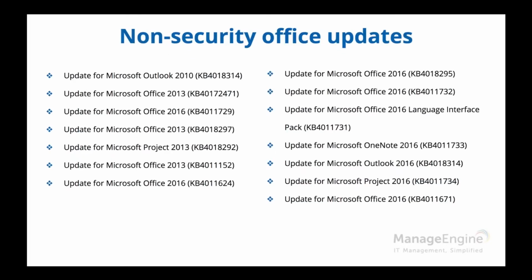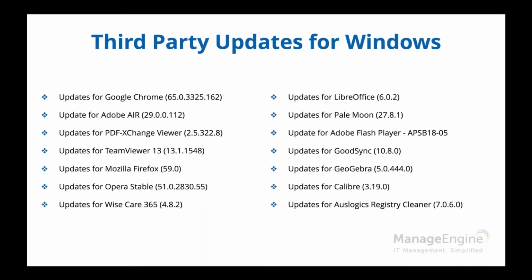So we have a list of non-security Office updates: updates for Microsoft Outlook 2010, 2013, 2016, and we have Microsoft OneNote, Outlook, and Project 2016 versions. Some third-party security updates were also released for Windows: updates for Google Chrome, Adobe, PDF Exchange Viewer, TeamViewer, Mozilla Firefox, GoodSync, Caliber, Pale Moon, and LibreOffice.